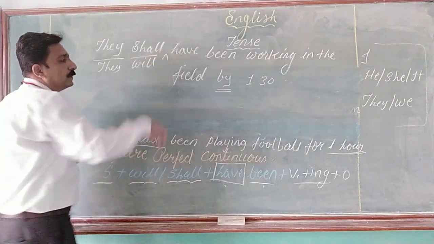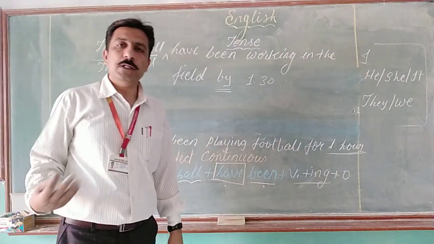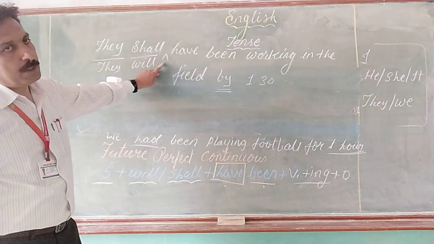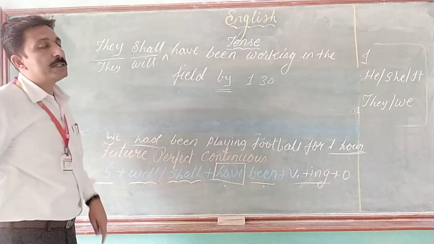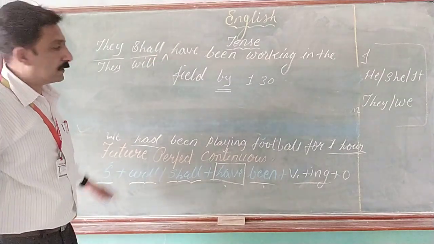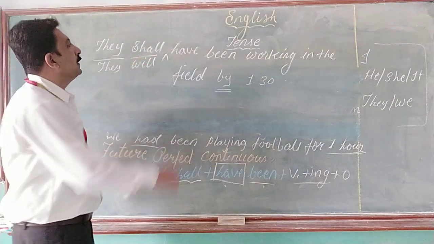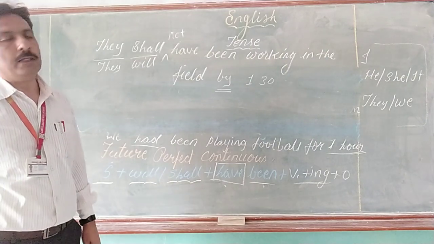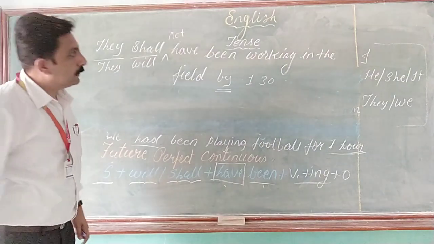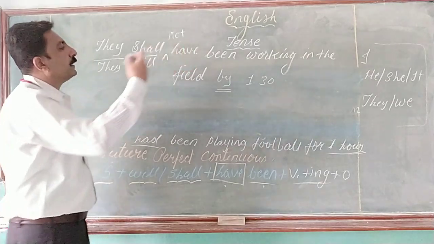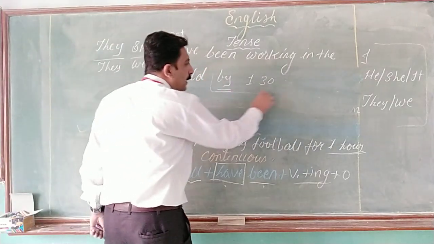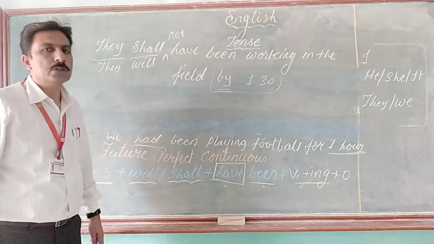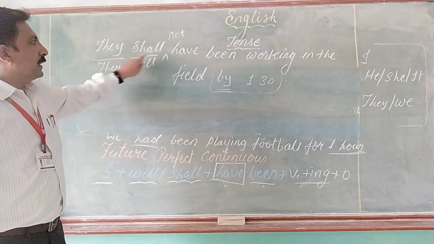Now, again for the question, in negative and interrogative. For negative, we add "not" just after the helping verb, and what is our helping verb? Shall. Good. So they shall not have been working in the field. This part is not of much importance. If you want, you can use it. Otherwise, it depends on the situation. This is a negative sentence.